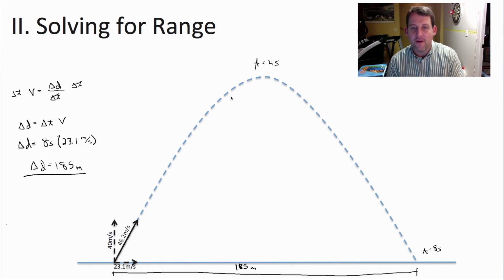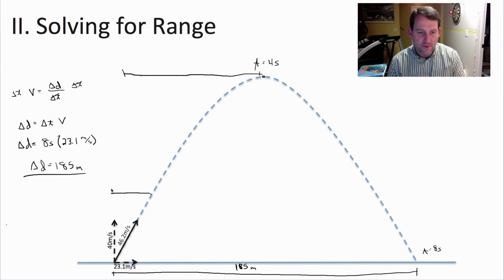Now you could figure out how far it got along any part of this way. Instead of putting in 8 seconds, you could put in 4 seconds. And you could figure out this horizontal distance. And if you wanted to, you could put in 1 second and figure out this horizontal distance. But again, when we do this, we're figuring out horizontal distances, not heights or total distance or anything like that. It's horizontal, how far we are across from where we started.